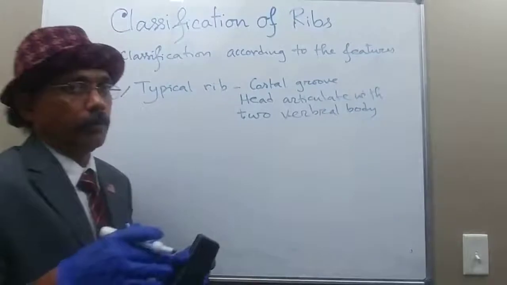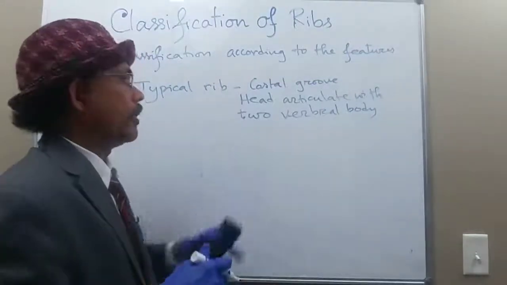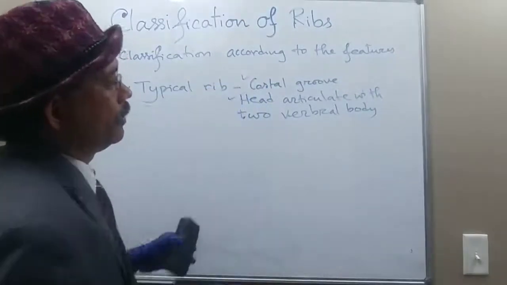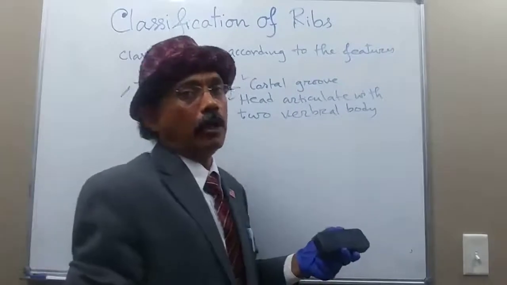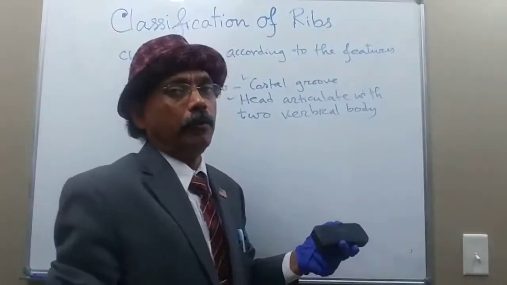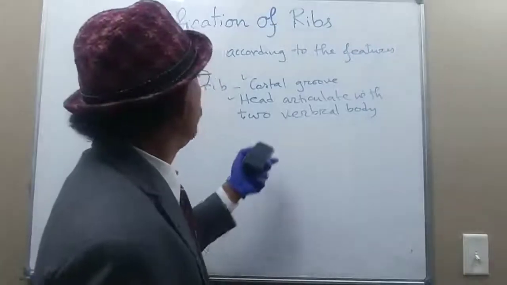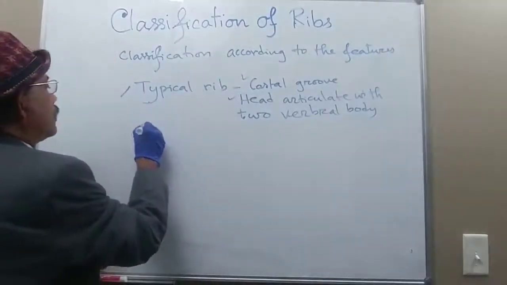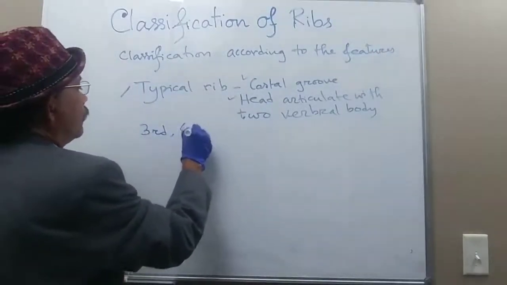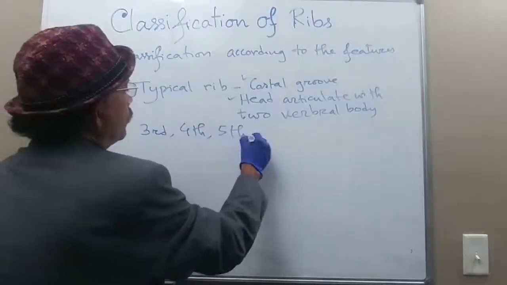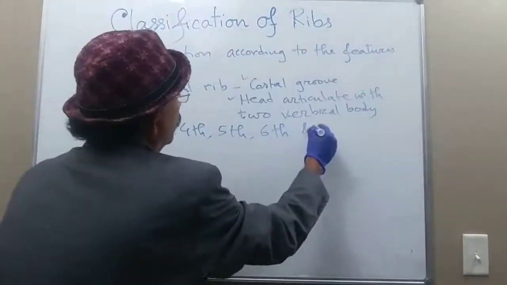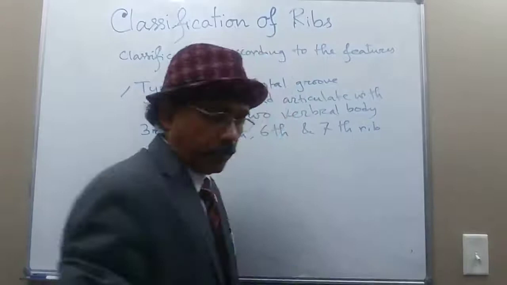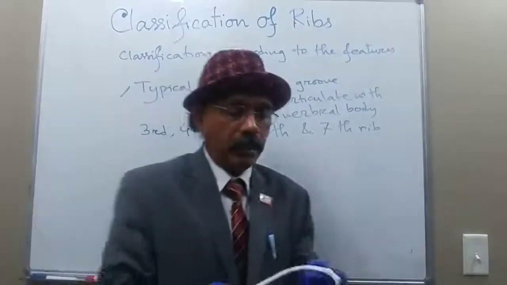As well as we have also articulation to the intervertebral disc, and costal groove, and they have other features like the tubercle, the articulating surface of the tubercle, and the angle of the rib. So these are the features of the typical rib. Examples are the third, fourth, fifth, sixth, and seventh rib.